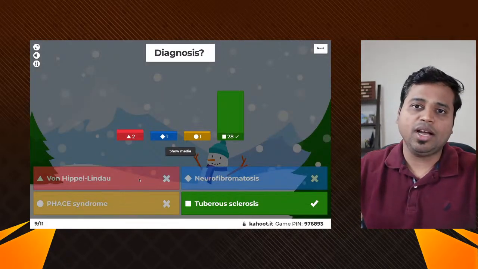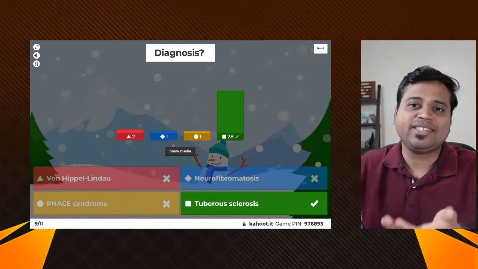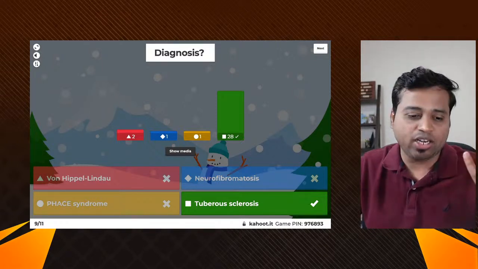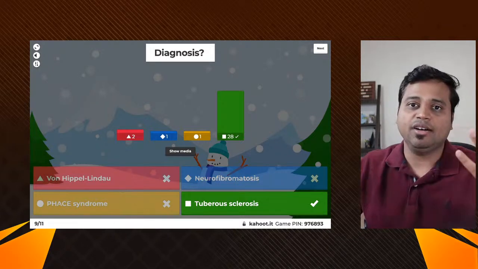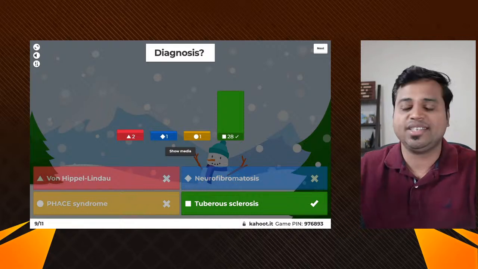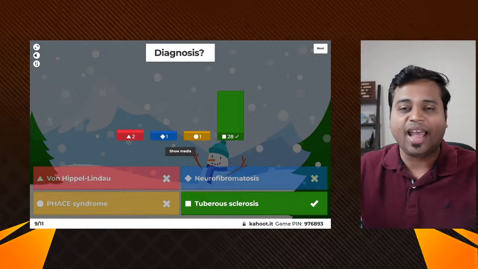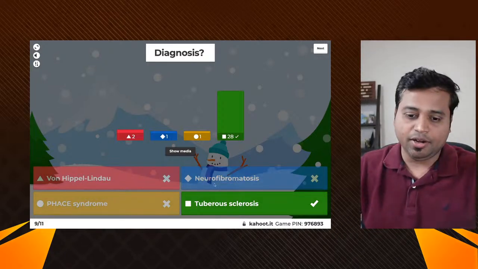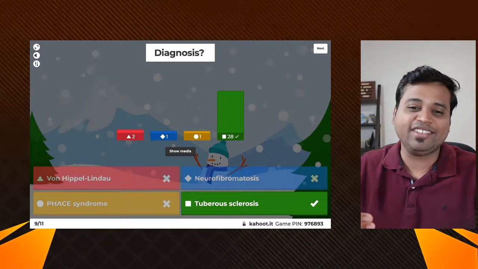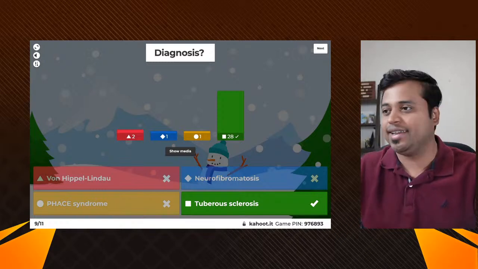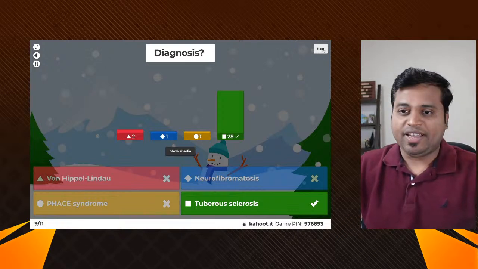Von Hippel-Lindau syndrome, you'll see cerebellar hemangioblastomas, spinal hemangioblastomas, and multiple cysts in the pancreas, in the liver. That's more characteristic of von Hippel-Lindau. Neurofibromatosis, there's a bunch of findings. In the brain, you'll see foci of abnormal signal intensities. In the spine, you'll see neurofibromas and neurofibromas elsewhere on the skin, in the abdomen. And there are a bunch of findings there. And Face syndrome, I just put it there to confuse. I keep on forgetting the full form. So it's posterior fossa anomalies, hemangioma, arterial anomalies, cardiac anomalies, and eye anomalies. So definitely not Face syndrome.